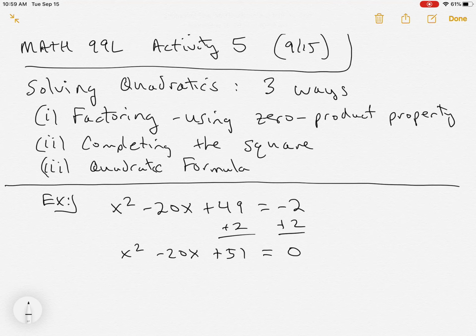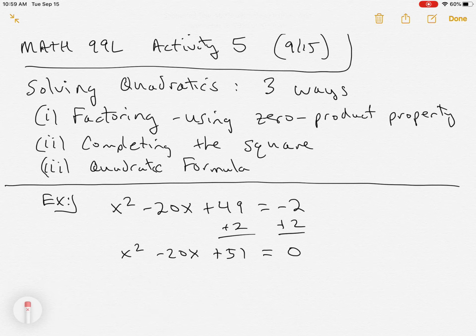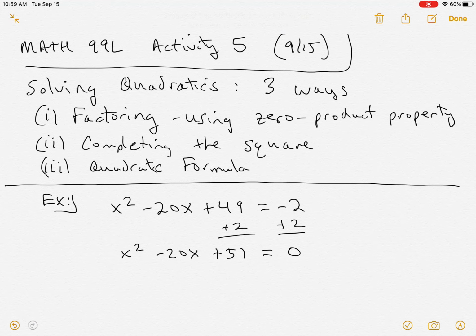And here you have a choice. You could try any one of these, but I always start with factoring because sometimes it just jumps right out at you, especially when there's just a 1 here, which is called being monic. Okay, so let's see. What are the factors of 51? We got 1 and 51, 3 and 17, and that's it. And 3 and 17 add to 20.